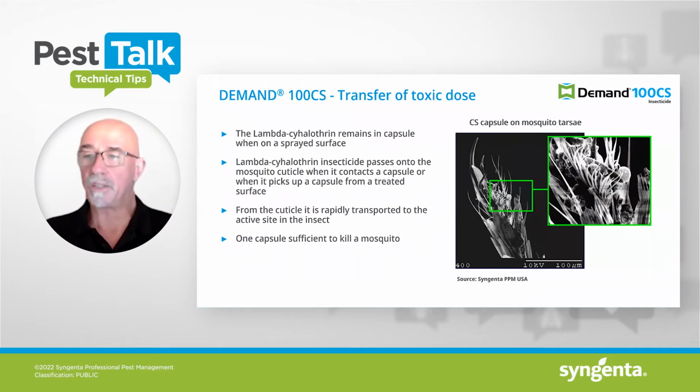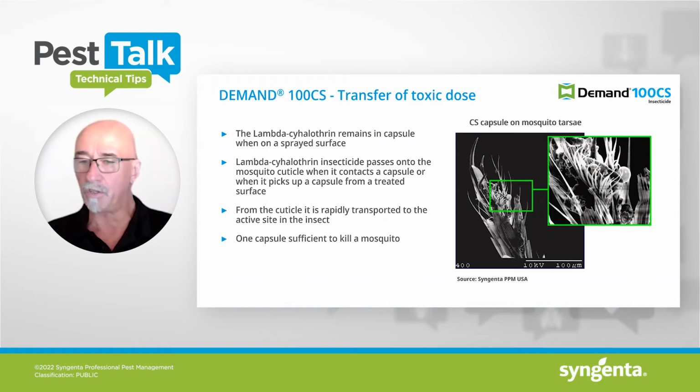Demand 100 CS has a transfer of the toxic dose. The lambda remains in capsule when sprayed on a surface. The encapsulation protects it, helps bind it, and the lambda-cyhalothrin insecticide passes on to the mosquito cuticle when it contacts the capsule or picks it up from a treated surface. When they land, they pick it up, good covering of the surface.